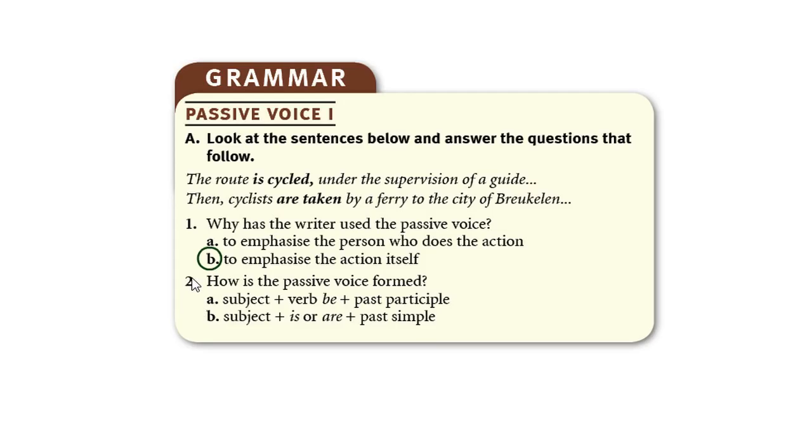To emphasize the action itself. ليركز على الحدث نفسه وليس من قام بالحدث. Number 2. How is the passive voice formed? وكيف نكون هذا المبني المجهول؟ Subject plus verb to be plus past participle. الفاعل ثم نضيف فعل من أفعال be إما في المضارع أو في الماضي ثم نأتي بالتصريف الثالث إما بإضافة ed، وإن لم يقبلها فنأتي بالتصريف الثالث من الأفعال غير المنتظمة.